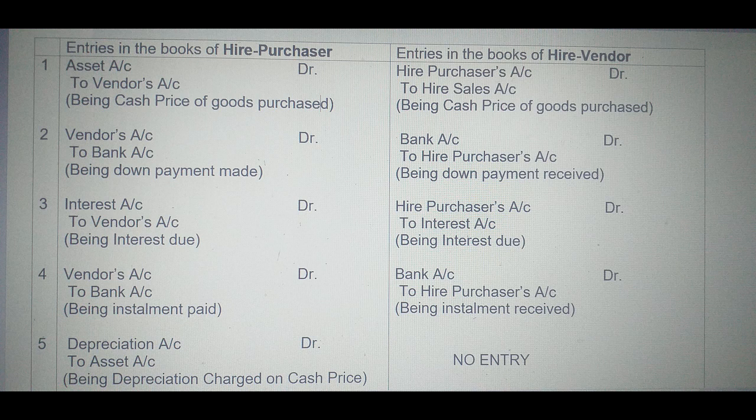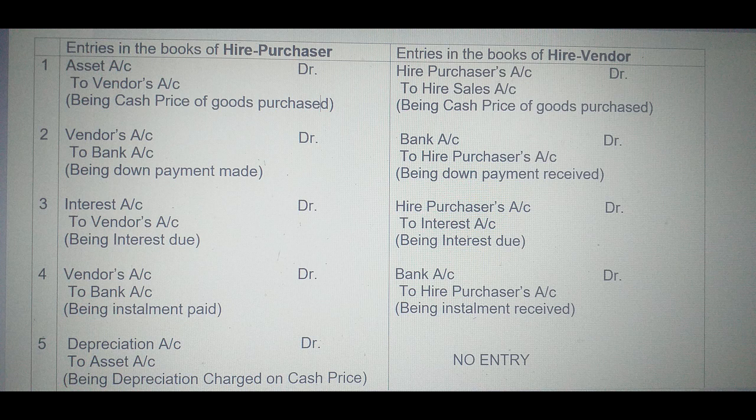The third entry is interest due. Interest is an expense, so that's why we are debiting the interest account. Interest account debit to vendor's account, being interest due. And entries in the books of hire vendor: hire purchaser's account debit to interest account. Why are we crediting the interest account here? Because interest is the income for the hire vendor. That's why we are crediting the interest account, being interest due.